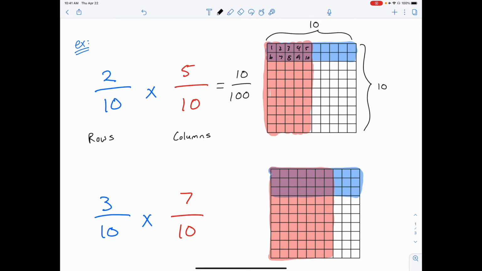So if we take a look here, we have 1, 2, 3, 4, 5, 6, 7, 8, 9, 10, 11, 12, 13, 14, 15, 16, 17, 18, 19, 20, 21 where they overlap. Of course, you can do this much quicker by seeing that there's 3 by 7 that overlap. So there's in total 21 that overlapped out of a total of 100 little squares.